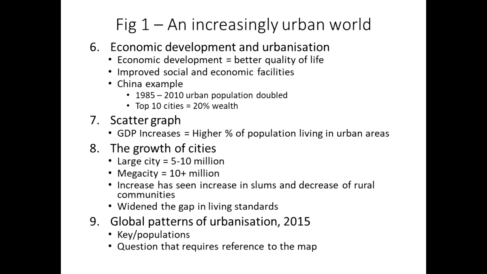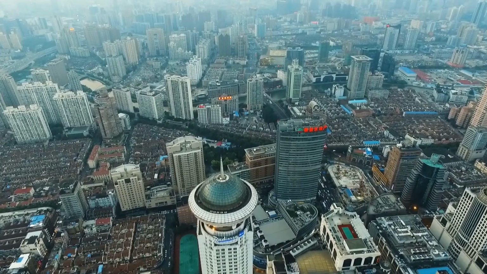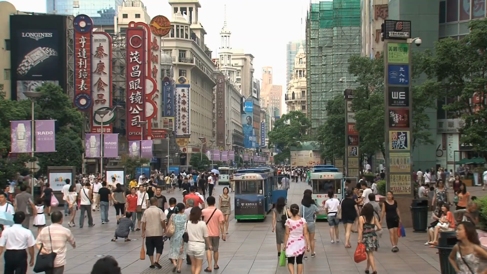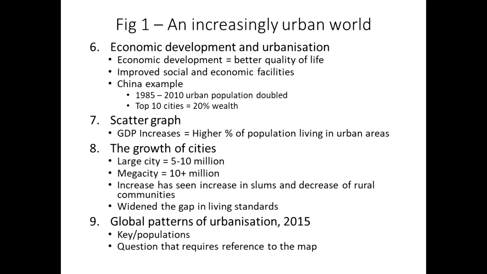Moving on to the next section, which is still Figure 1, we've got economic development and urbanisation. When we're talking about economic development, we mean it equals a better quality of life, a better standard of life. We can see improved social and economic facilities. And they use the example of China. So from 1985 to 2010, the urban population doubled. And they've also highlighted that the top 10 cities equal 20% of the wealth of the country.